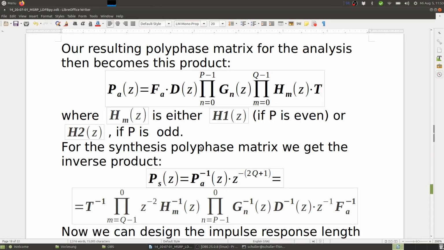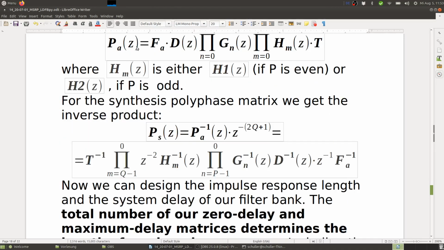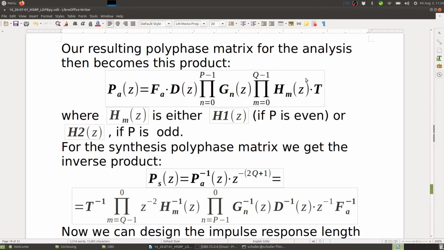So for the synthesis polyphase matrix we get the inverse product. So we can just invert this PA of Z because each of those matrices is invertible. And for making the inverse of those maximum delay matrix causal, we need Z to the minus 2 for each of them. So we get Z to the minus 2Q plus 1. And this plus 1 comes from the zero delay matrix here.